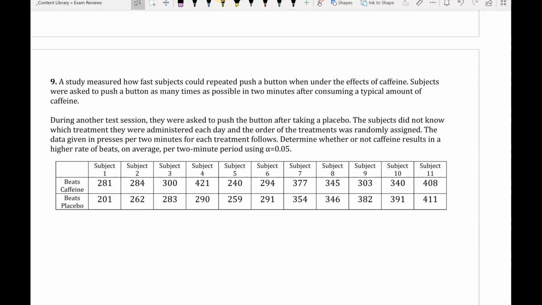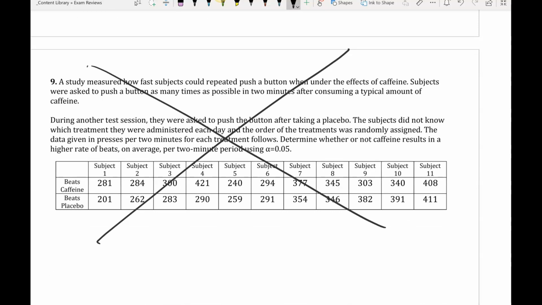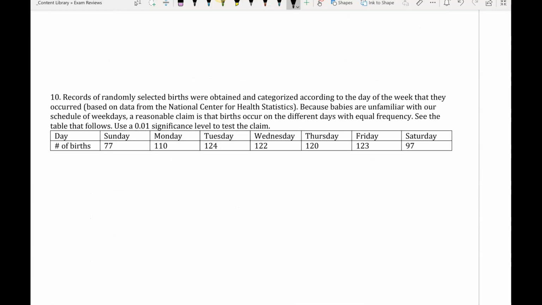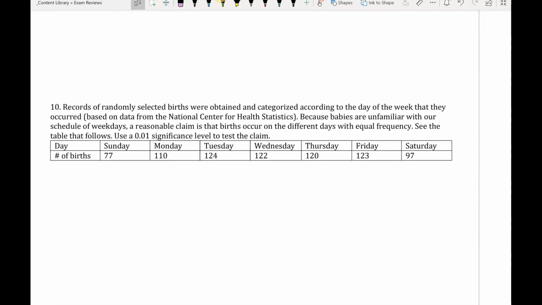All right. You do not need to do 9. 9 is beyond the scope of the class for right now. Okay? Or 10.